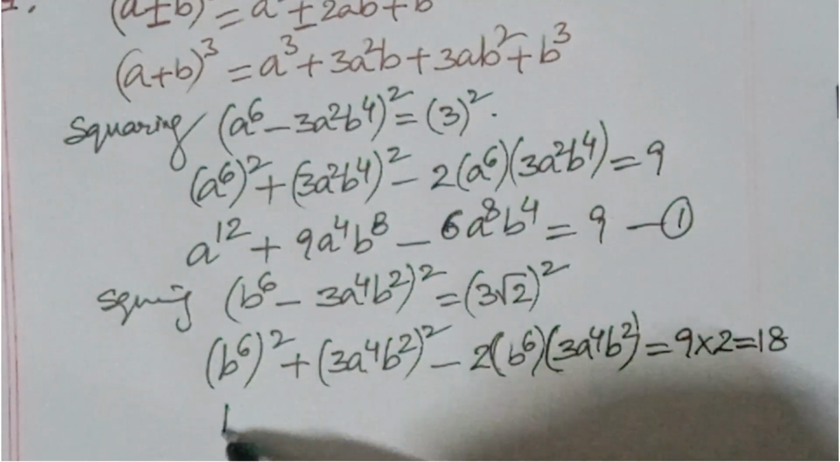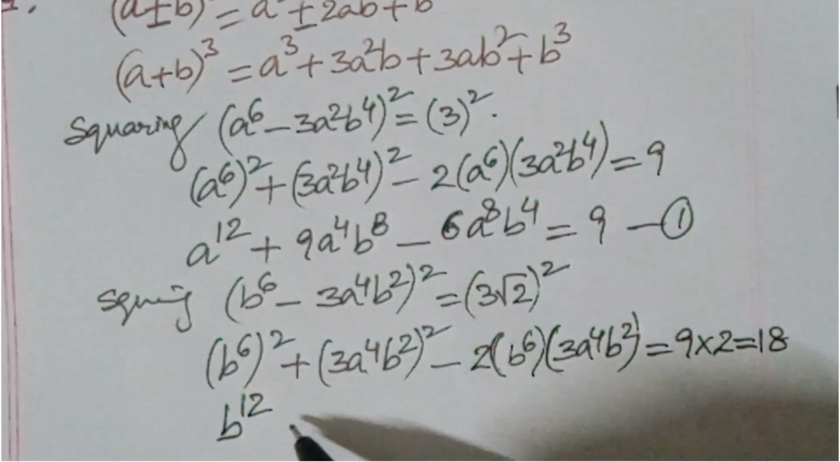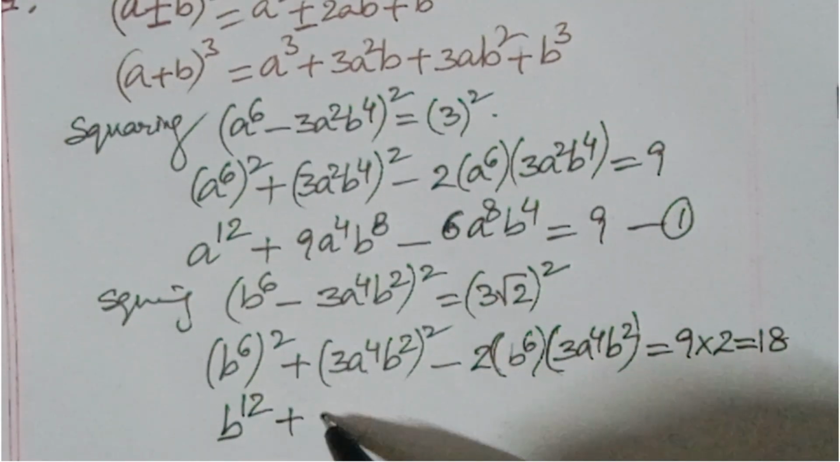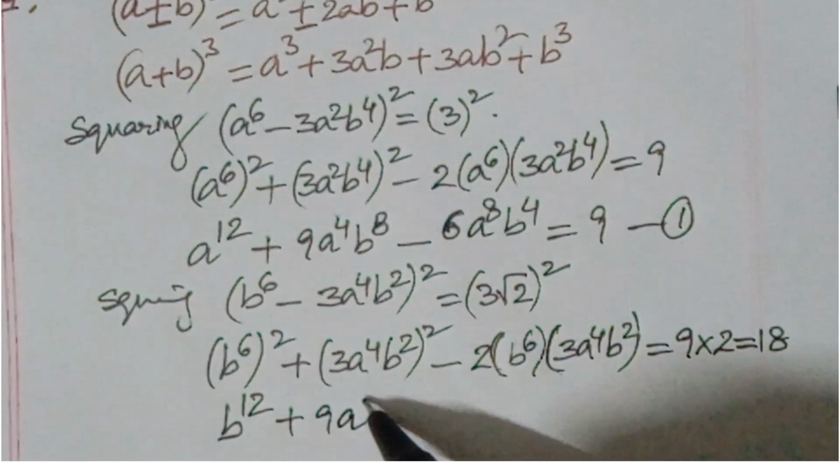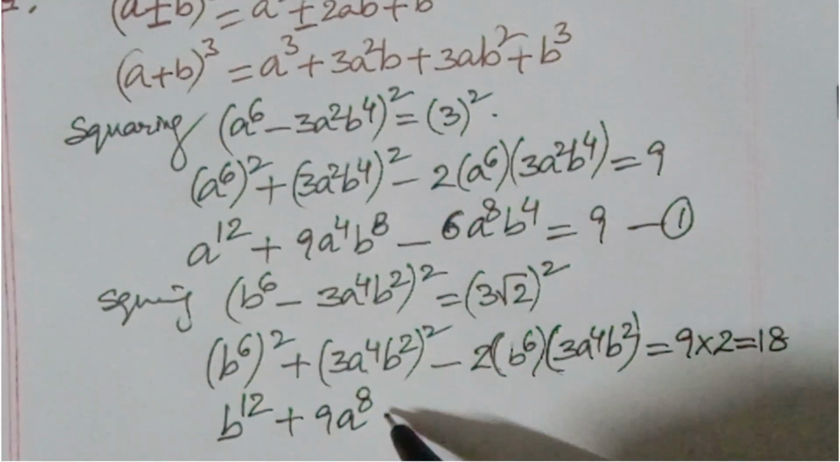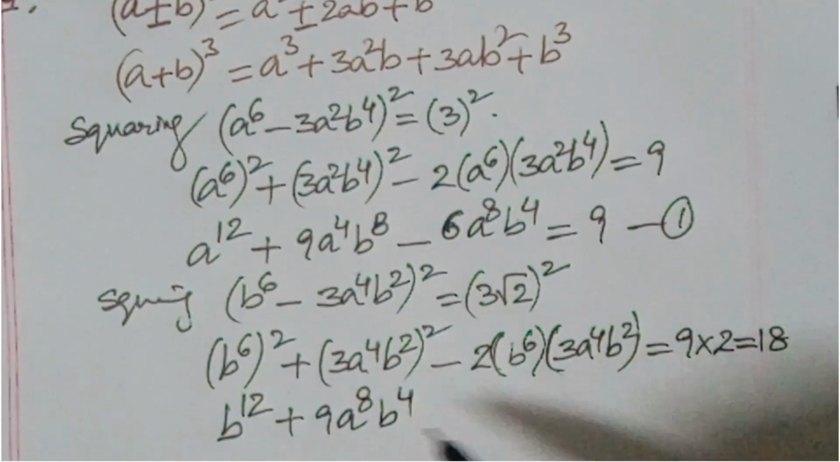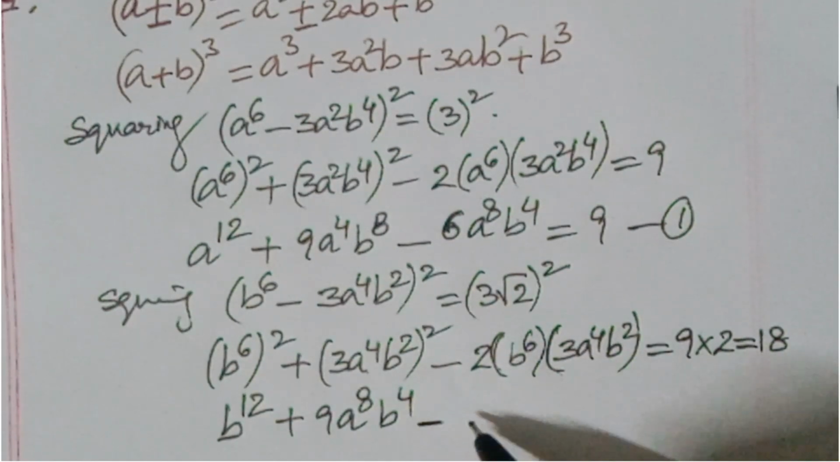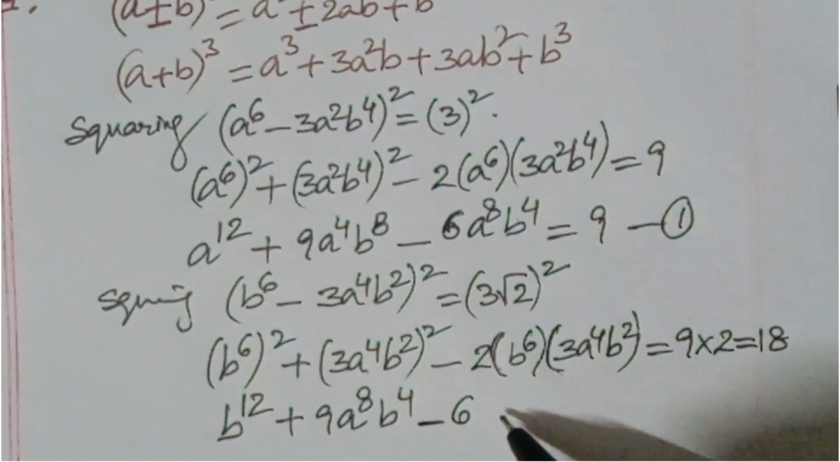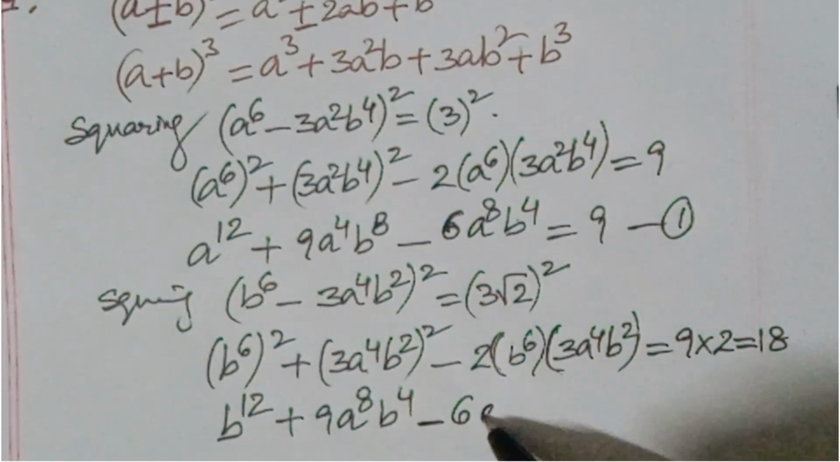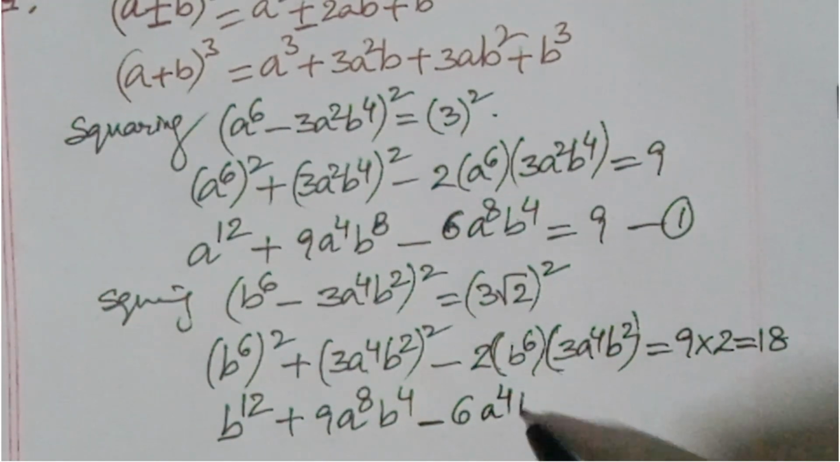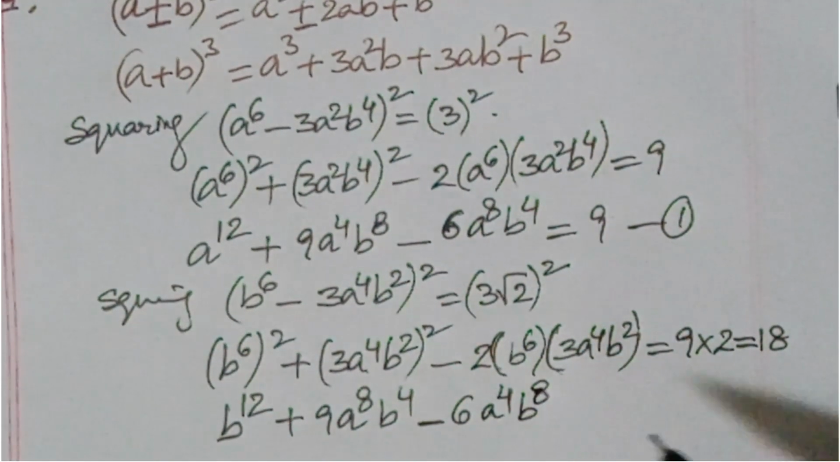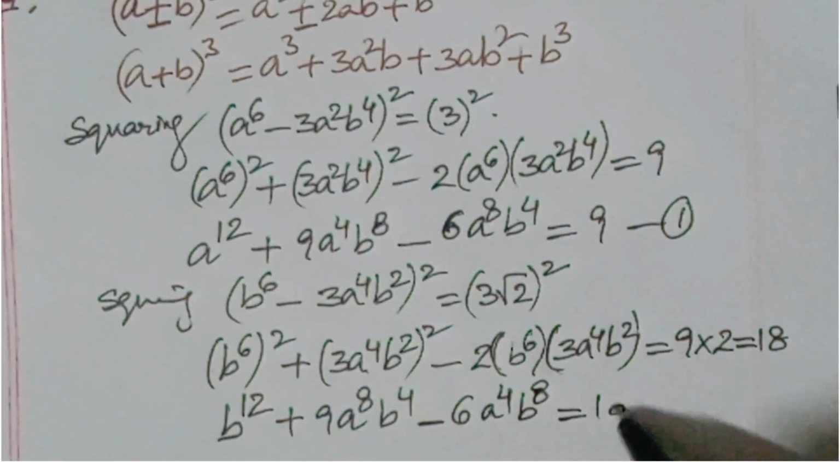So here you will get b to the power of 12 plus 9a to the power of 8 b to the power of 4 minus 6 a to the power of 4 b to the power of 8 is equal to 18.